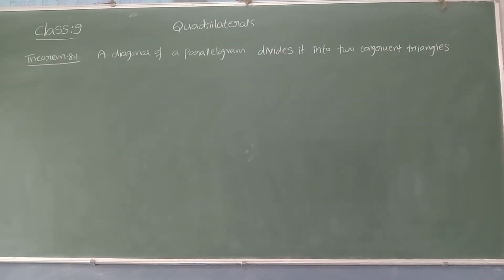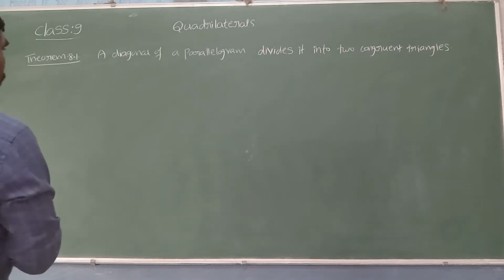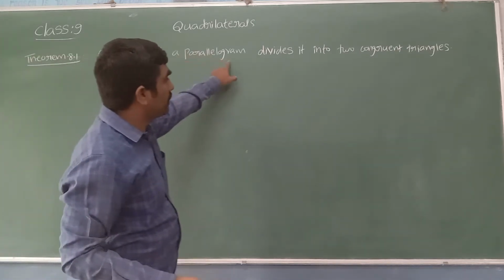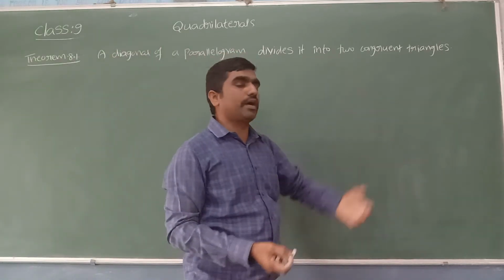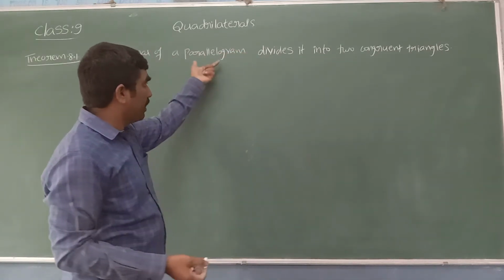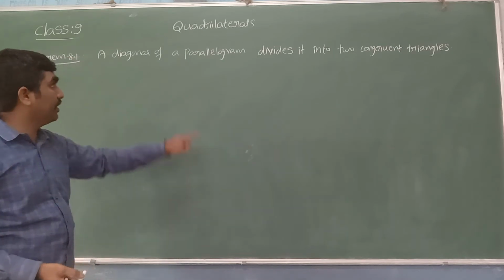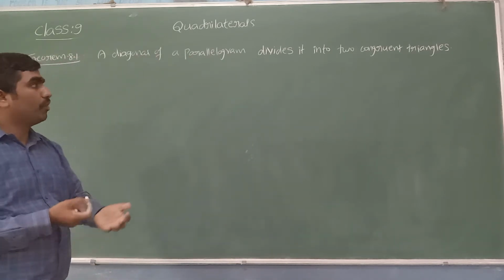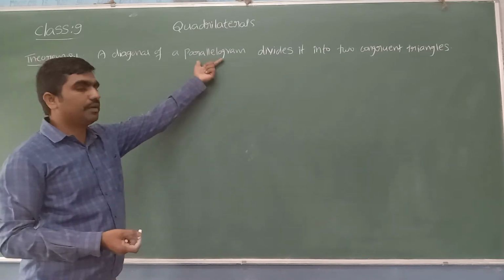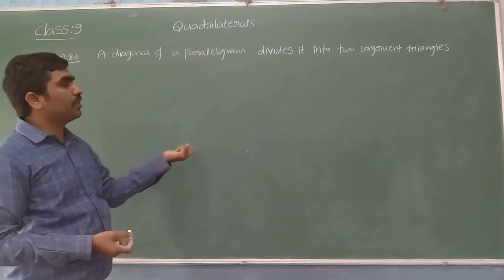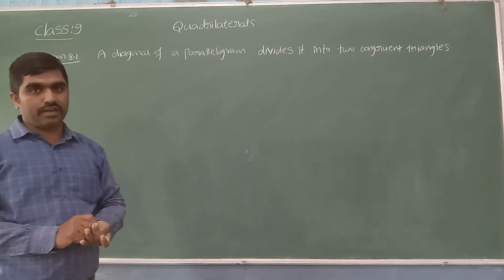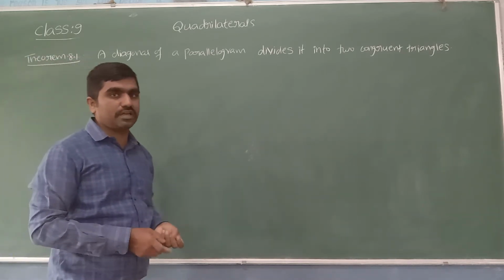Okay children, let's see one of the theorems about parallelogram. Theorem 8.1: a diagonal of a parallelogram divides it into two congruent triangles. In a parallelogram, if you draw a diagonal, it divides it into two congruent triangles. What is the given data? It is a parallelogram. What we have to show? The diagonal divides it into two congruent triangles. Let us prove this theorem.